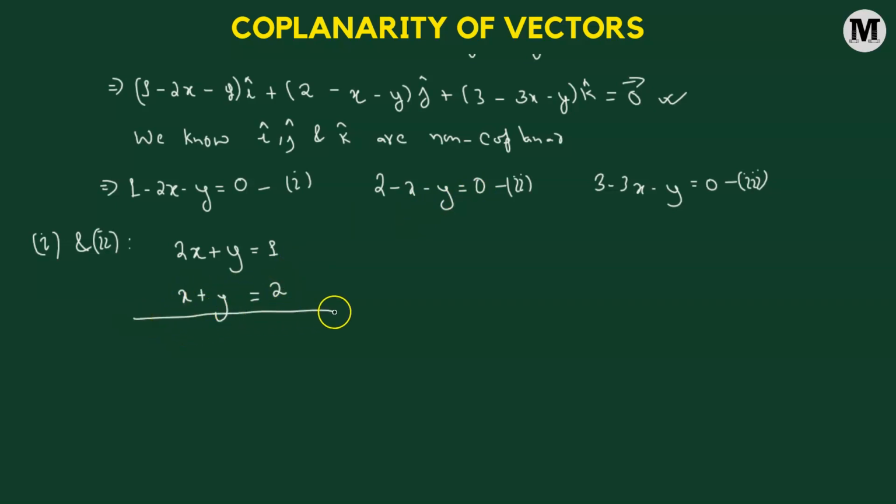Right. We're going to subtract the two equations. So 2x minus x, that's going to be simply x. y minus y, that's 0. 1 minus 2, that will be equal to negative 1. So we have x equals negative 1. So using x equals negative 1, we can find out the value of y. Let's use equation number 1. So from equation number 1, we have 1 minus 2 times x, so that's negative 1, minus y equals 0.